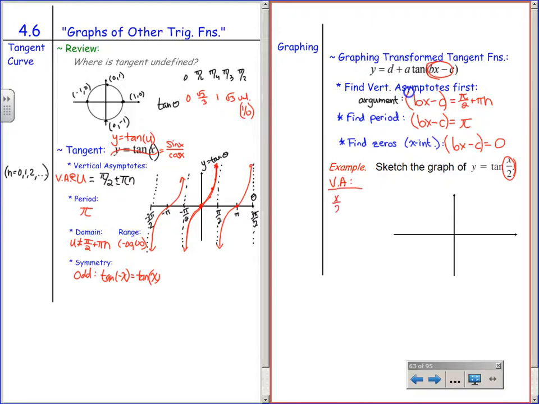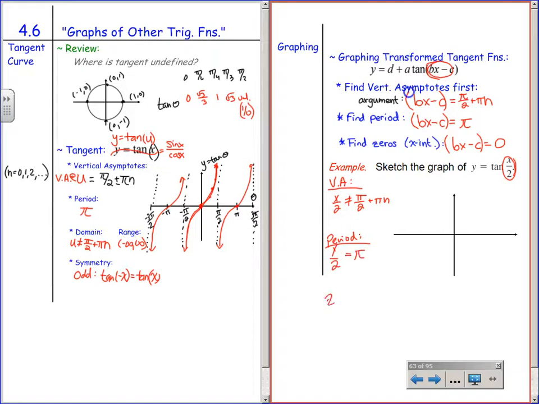Let's take x over 2 and say you're not allowed to equal pi over 2 plus pi n. We'll get back to that in a second in solving. Then we're going to figure out the period to know how far apart from one vertical asymptote to the next, because this one was every pi. So if I had one, I could go back a pi, forward a pi, go back 2 pi, go forward 2 pi. So for the period, I'm going to take this x over 2 and set it equal to pi.